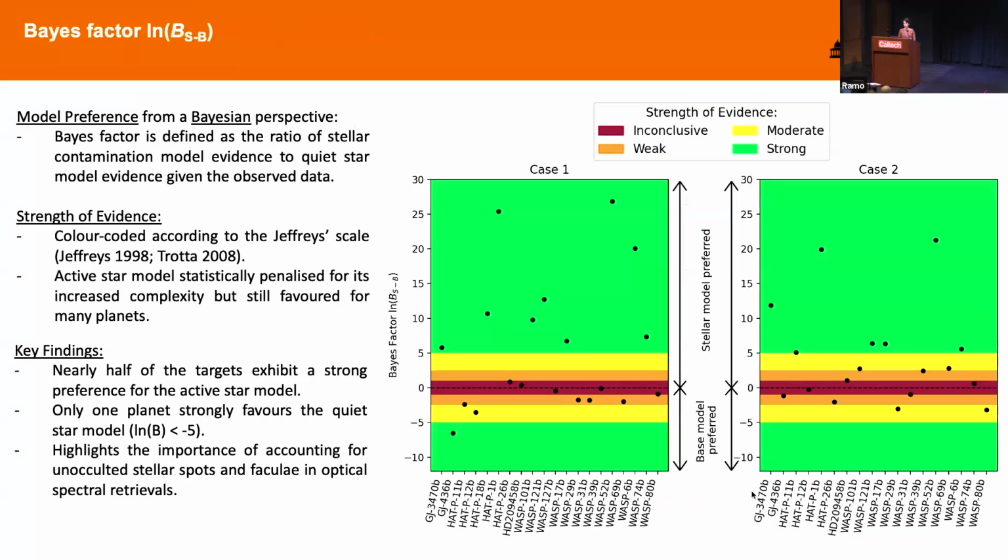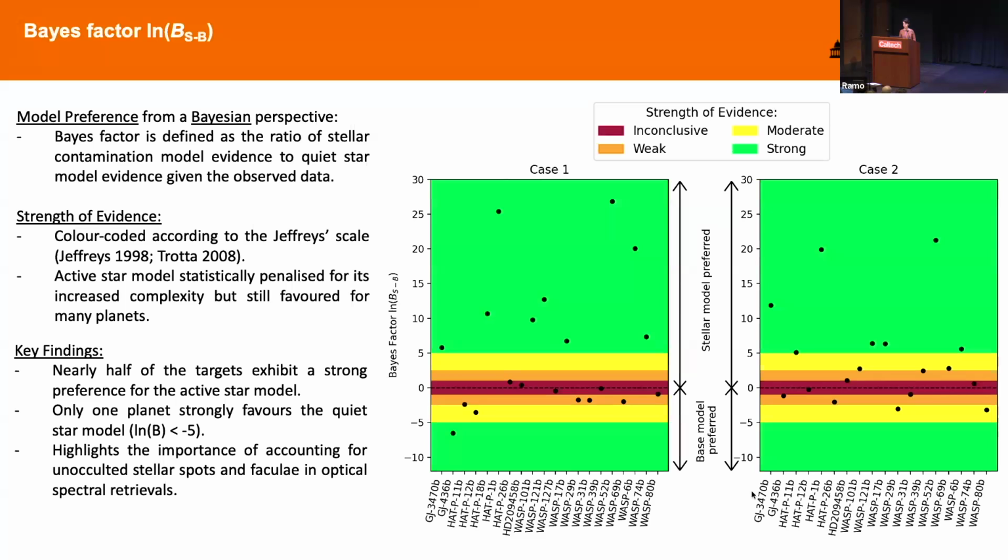So to understand the impact that stellar contamination has on this sample of exoplanets, what we do is to use a variety of metrics, some that have been extensively used in the literature and some others that we developed specifically for this study. So the first one that we utilized is the Bayes factor, which is defined as the ratio of two model evidences. In this case, we compared the evidence coming from the application of a stellar activity contamination model versus the evidence of a quiet star model.